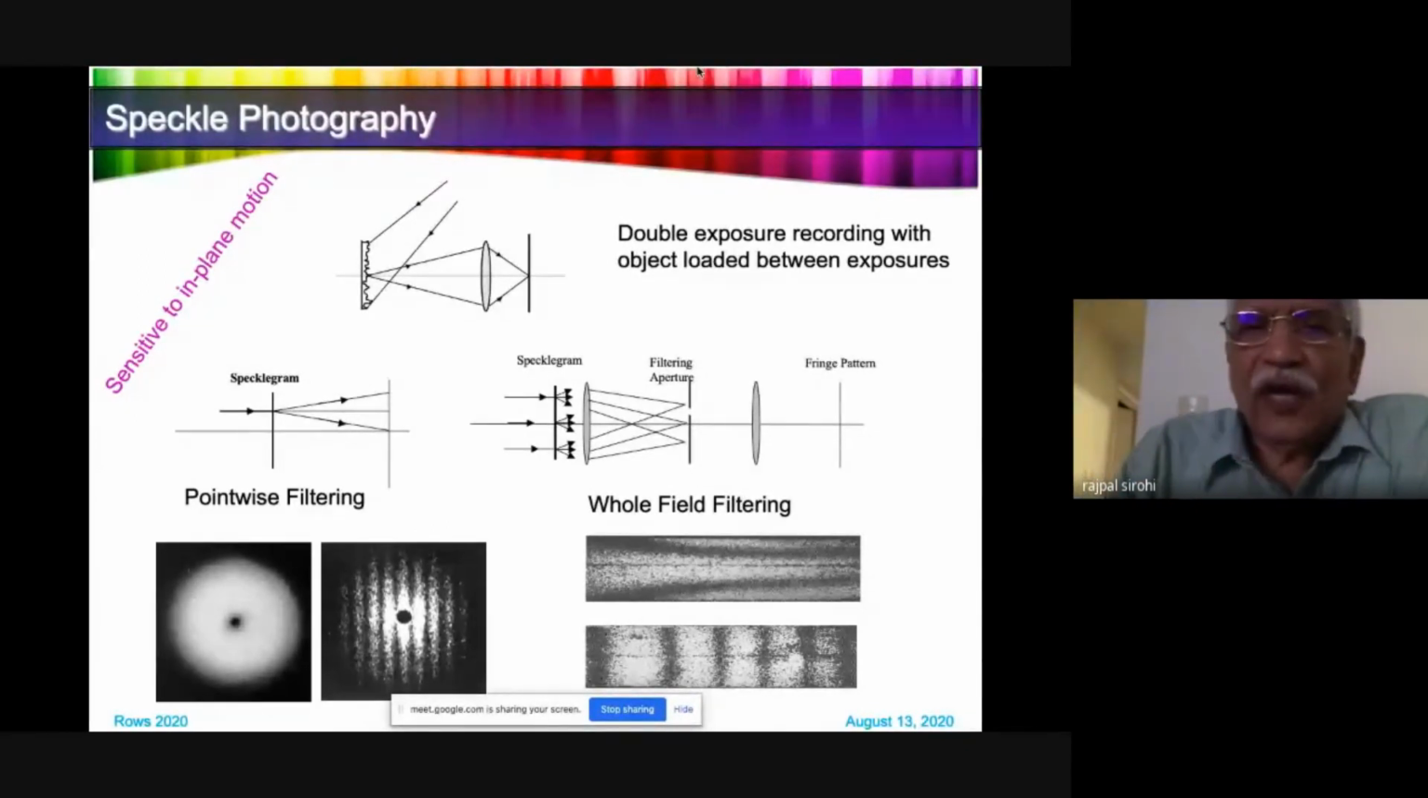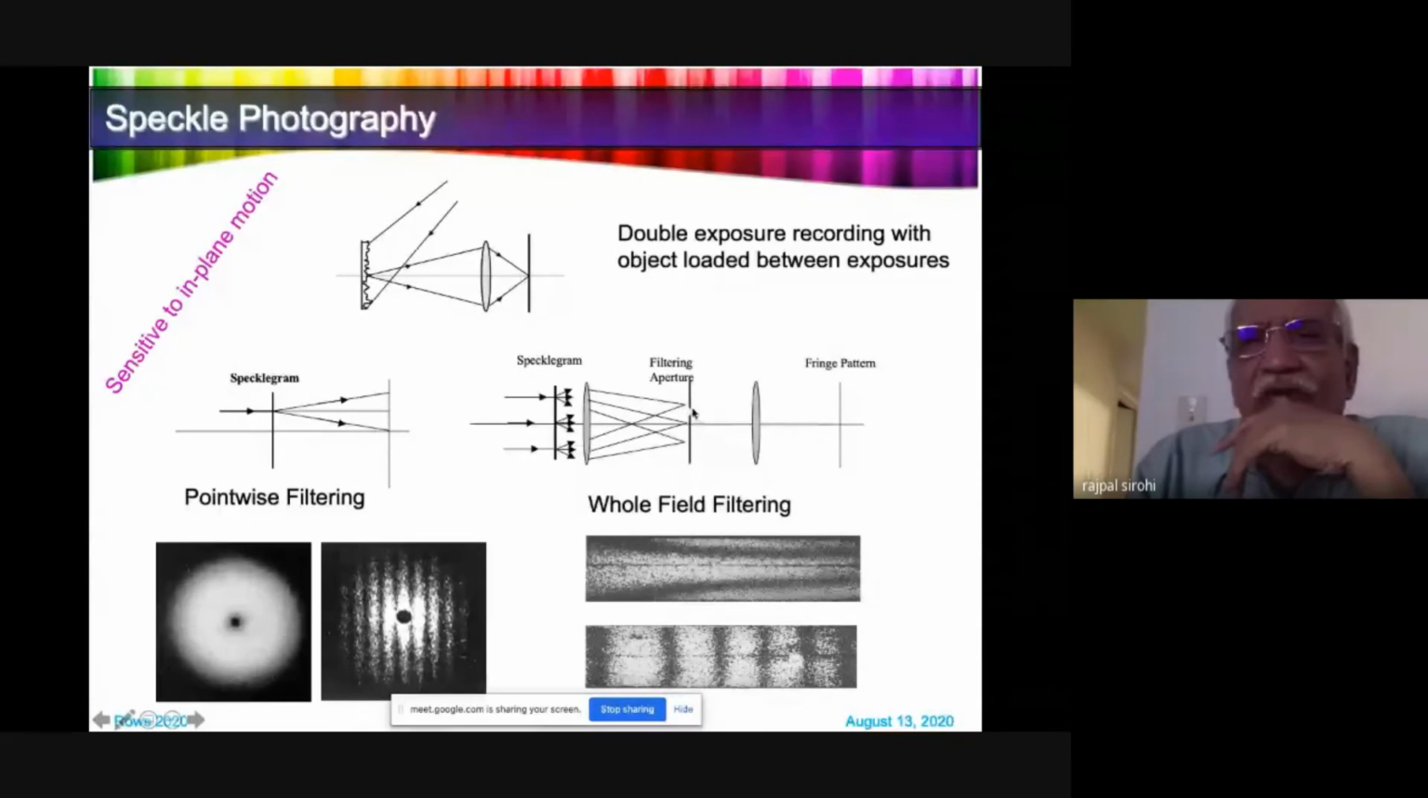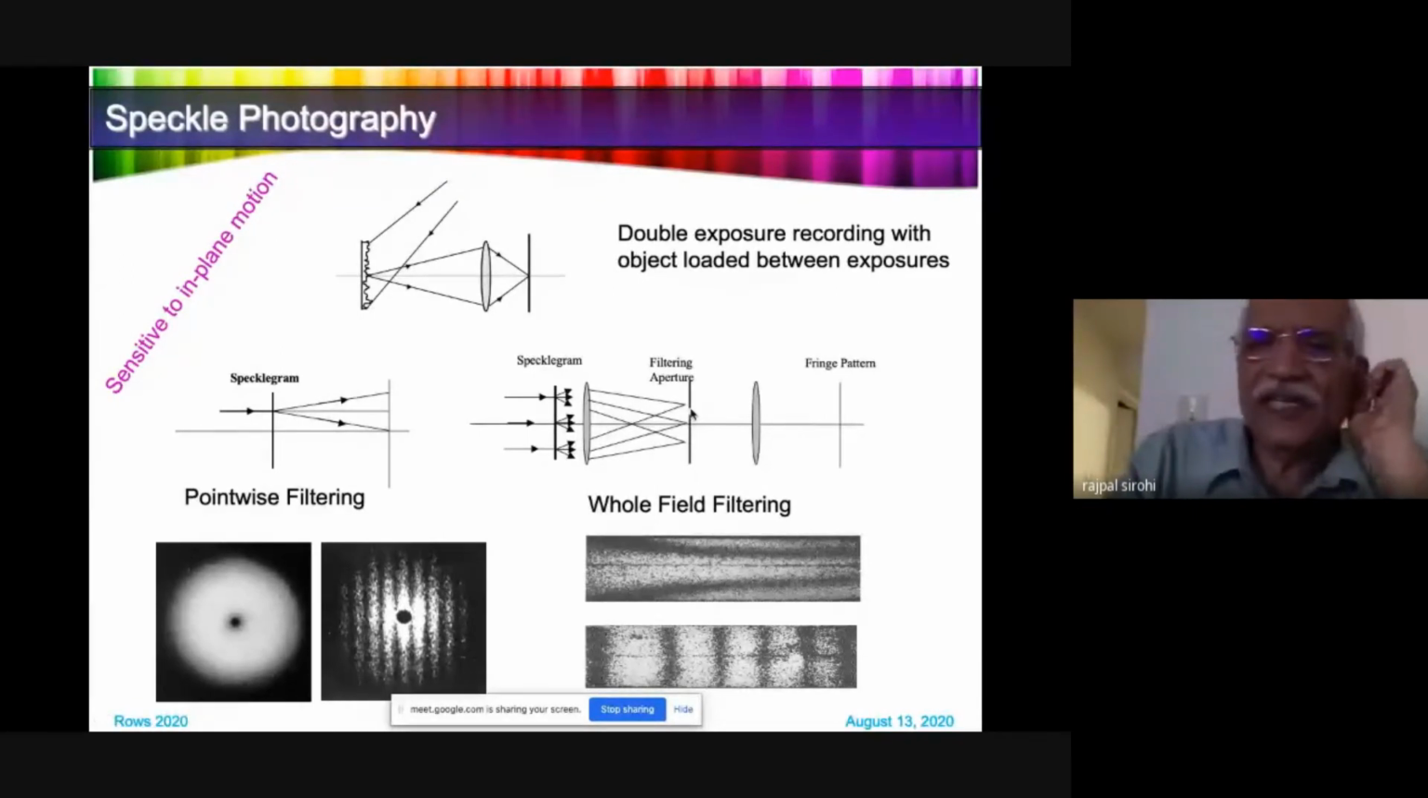You could also do it by what is known as whole field filtering. And this technique generates the fringe fields over the whole object, and from there you can find the displacement. The sensitivity is controlled by this little hole, which is the filtering aperture. Its location determines the sensitivity, which means how many fringes you could get on the object.